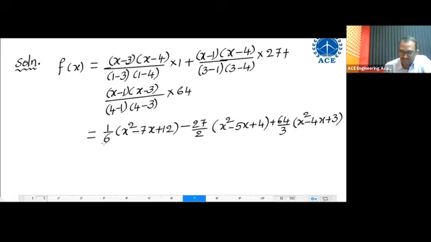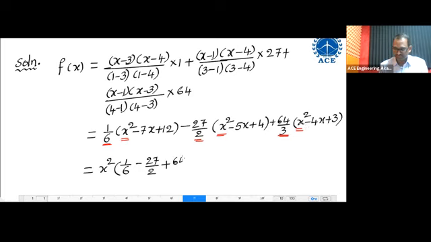Let us write the terms systematically. First, write all x square terms. First take out x square as a common factor. If I take out x square as a common factor, still you have 1 by 6. X square common, its coefficient is minus 27 by 2. X square common, its coefficient is 64 by 3.